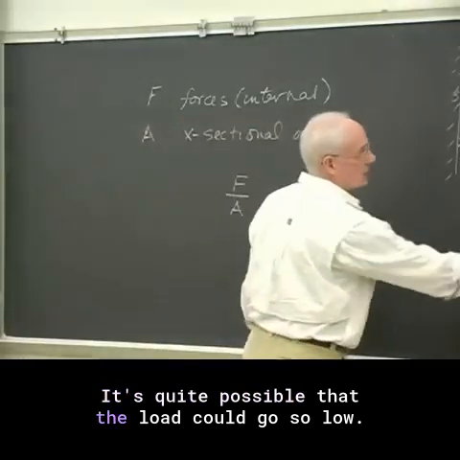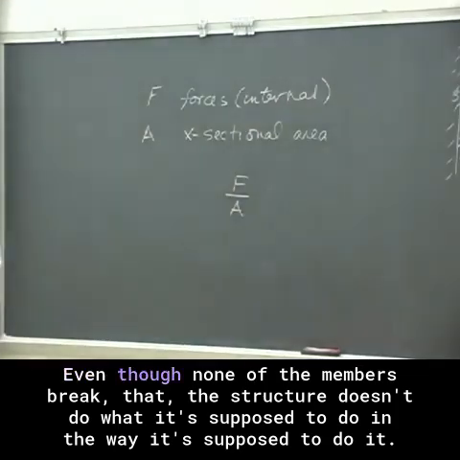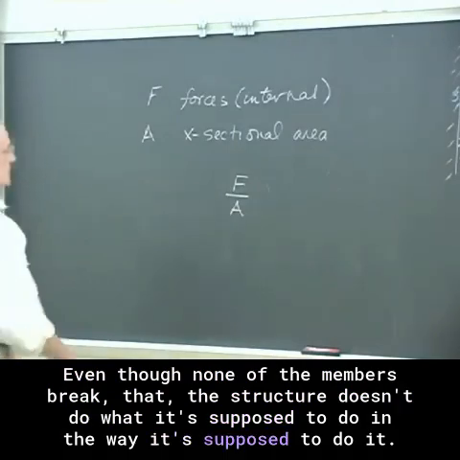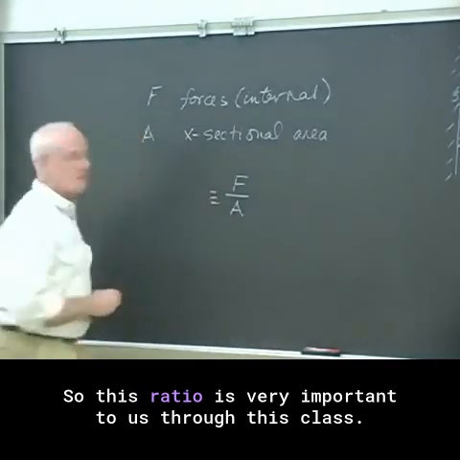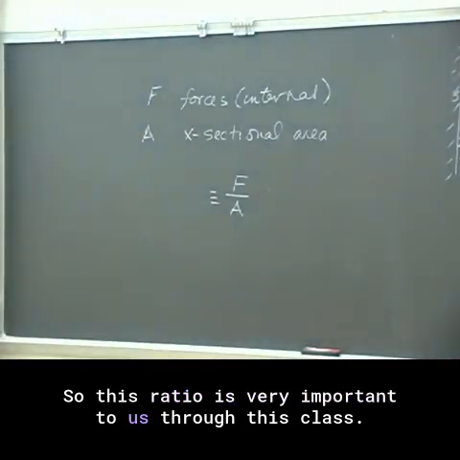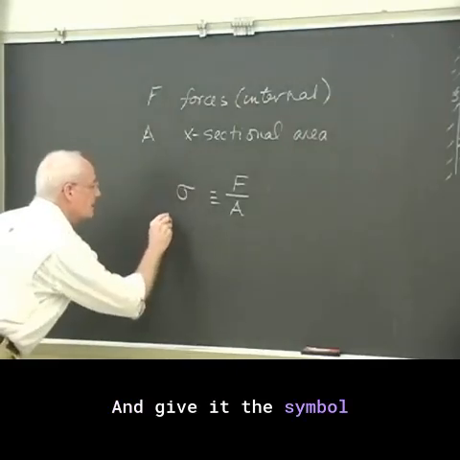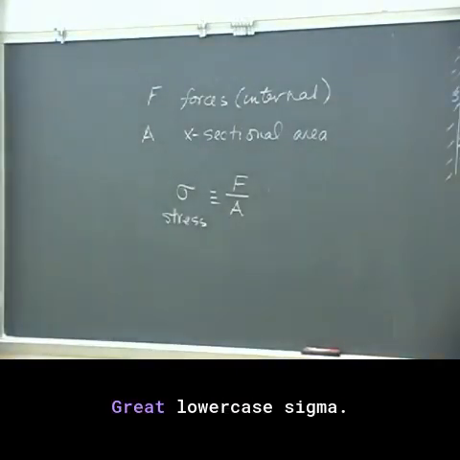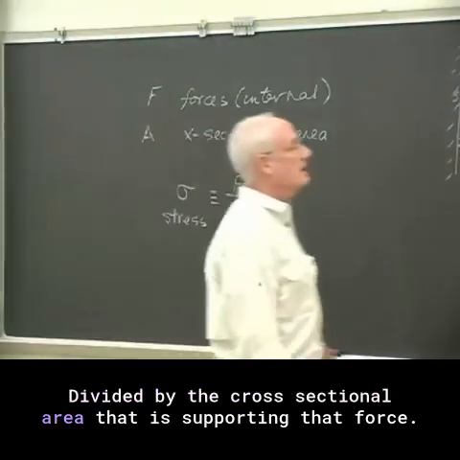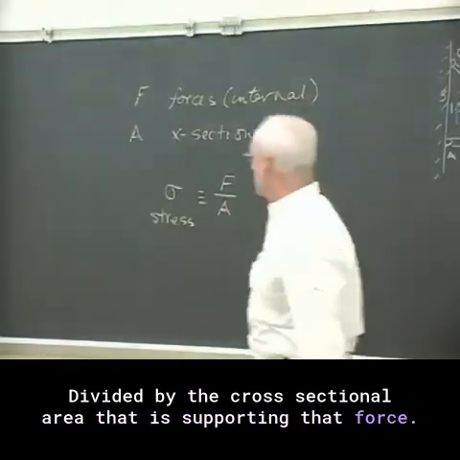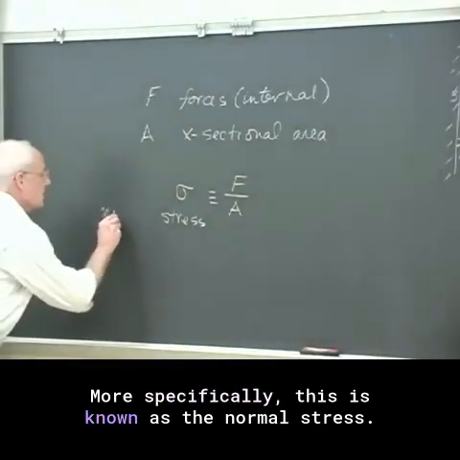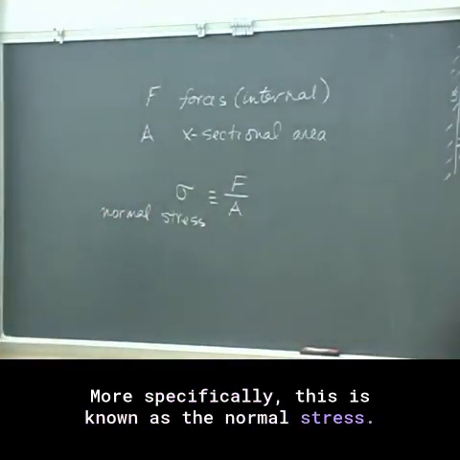It's quite possible that the load could go so low, even though none of the members break, that the structure doesn't do what it's supposed to do in the way it's supposed to do it. So this ratio is very important to us through this class, and we call it the stress, and give it the symbol sigma, great lowercase sigma. And it's the force in a member divided by the cross-sectional area that is supporting that force. More specifically, this is known as the normal stress.